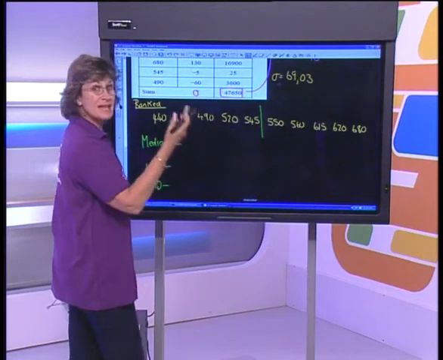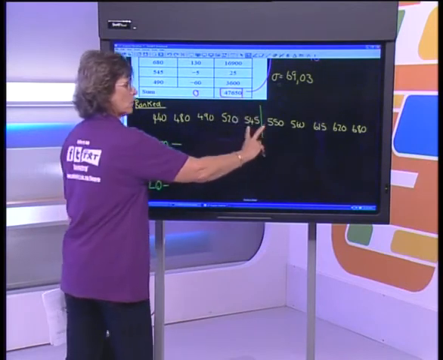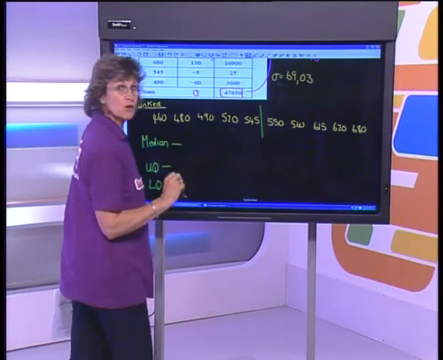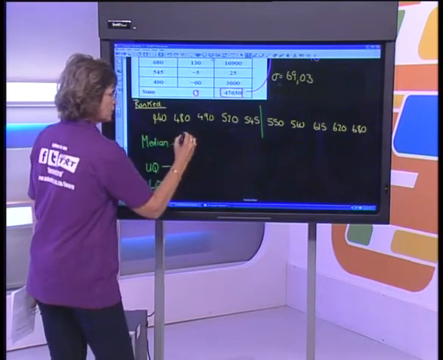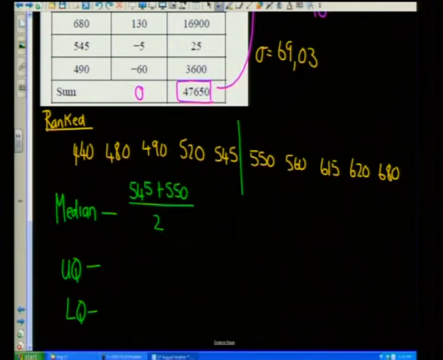Now, doesn't it make sense then that if that is going to be our middle, we're going to have to take the average of those two numbers? So it's literally going to be 545 add 550 divided by 2, and that's going to give me 547 and a half.